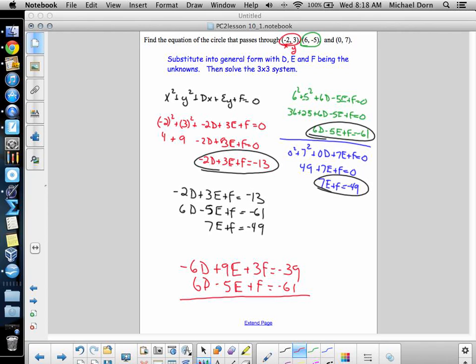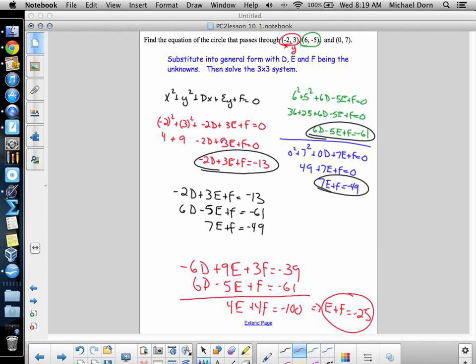When I add them, the d's cancel out. I get 4e plus 4f equals negative 100. And I can reduce that to E plus F equals negative 25. I can divide through by 4 and get E plus F equals negative 25.